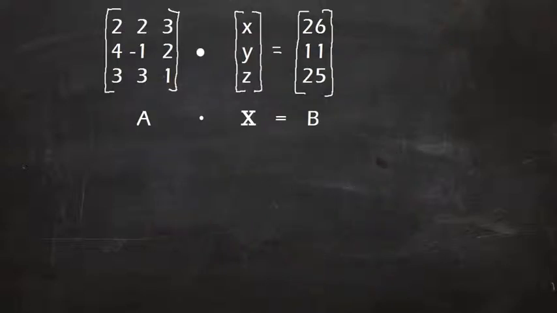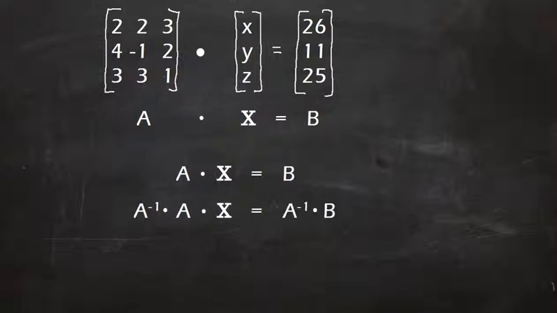And if you're wondering where it comes from, the equations are in the form A times X equals B, as in something times x, y and z equals a number. So A times X equals B. If we multiply both sides of the equation by the inverse of A, on the left hand side we have the inverse of A times A times X is equal to the inverse of A times B.